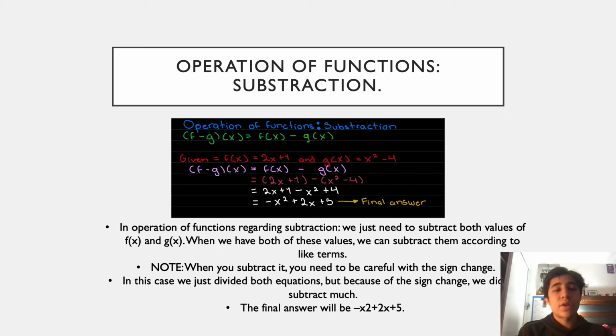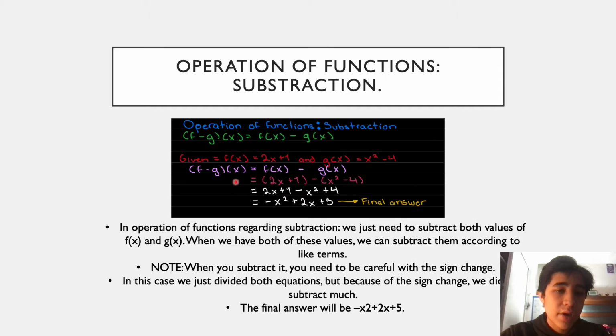So in operation of functions regarding subtraction, we just need to subtract both values of f of x and g of x. When we have both of these values, we can subtract them according to like terms. Note, when you subtract, you need to be careful with the sign change.